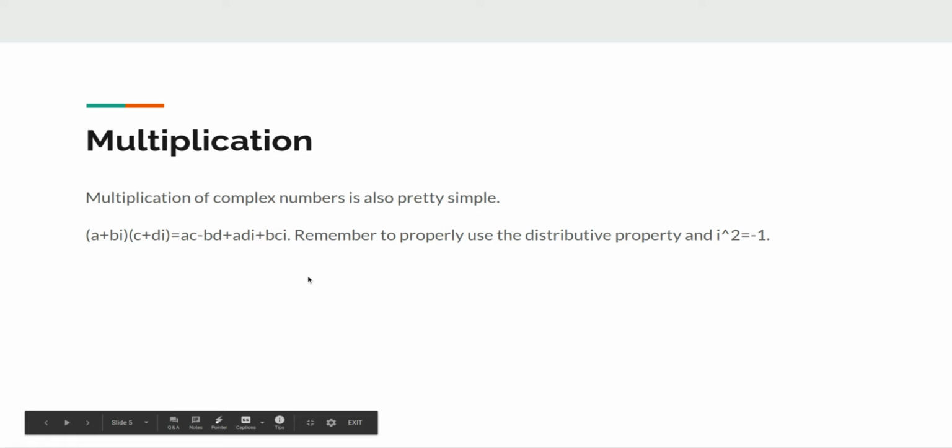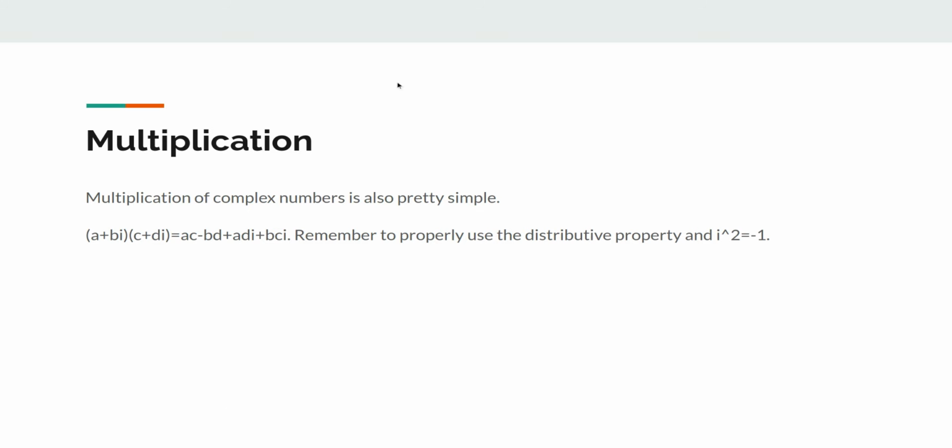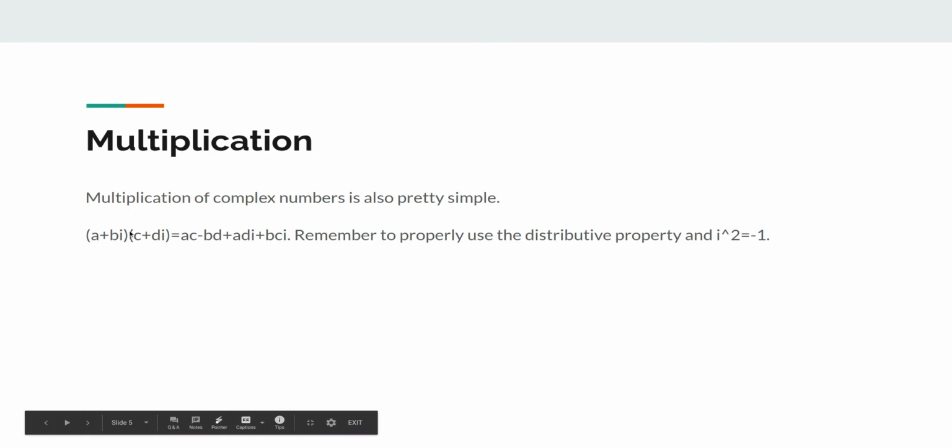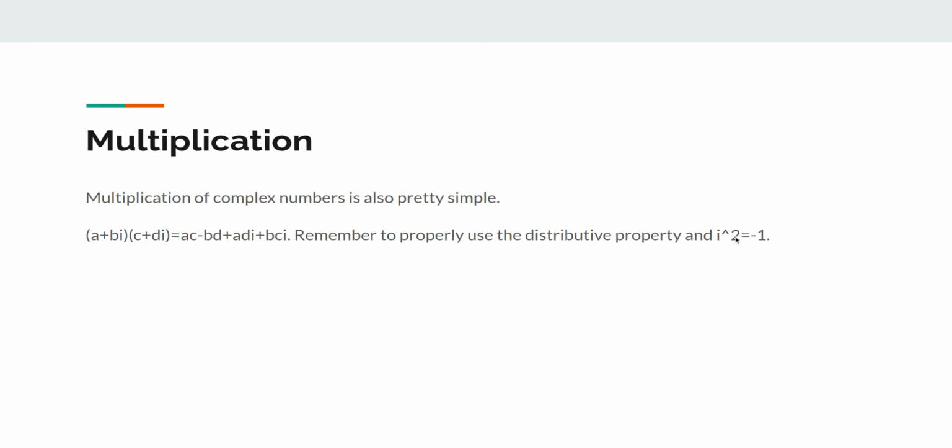Okay, multiplication. Multiplication of complex numbers is also pretty simple. So a plus bi times c plus di is equal to ac minus bd plus adi plus bci. Notice how I used the distributive property to show this, because if you do a times c plus a times di, you get the stuff here. Remember that i squared is equal to -1. That's pretty important here, because if you don't know i squared is -1 and you assume it's 1, then you're just going to put plus bd. But since i squared is -1, you put minus bd.